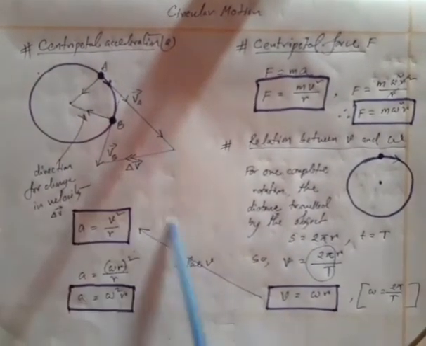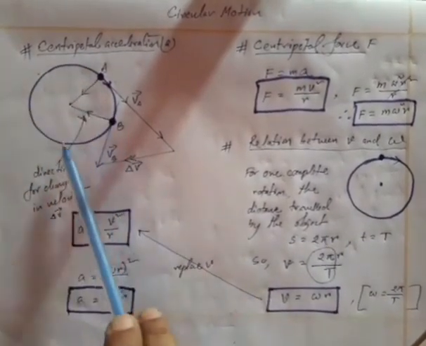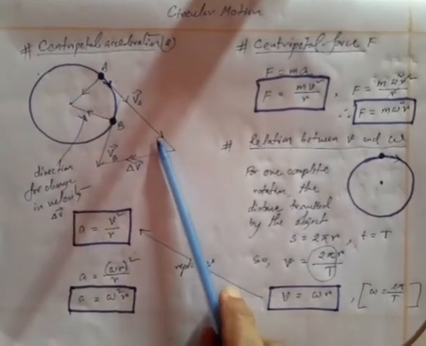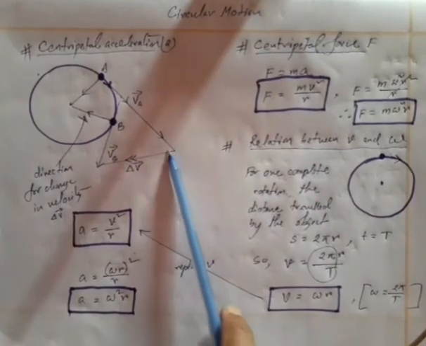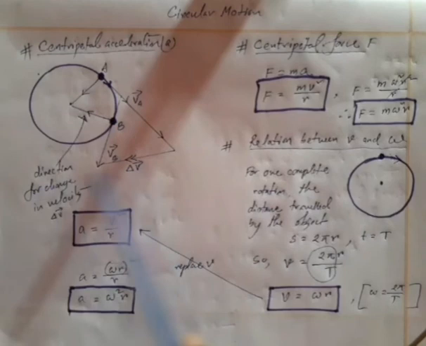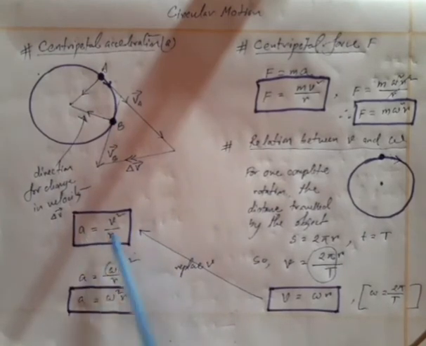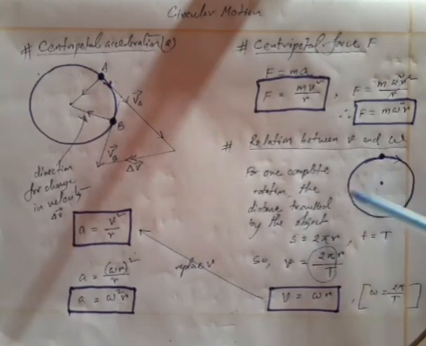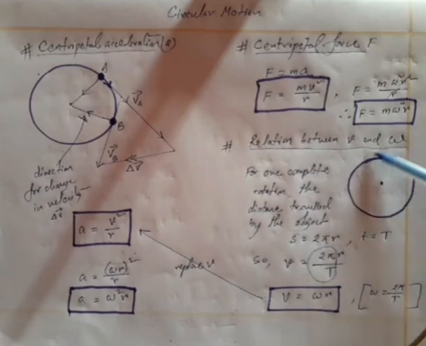In the second page we discussed centripetal acceleration. When something moves in a circular path, the direction of the object continuously changes, and that's why you can say the velocity changes. And as the velocity changes, there will be an acceleration, and this acceleration is known as centripetal acceleration. A equals v square by r, and v has a relationship with omega, v equals omega r.